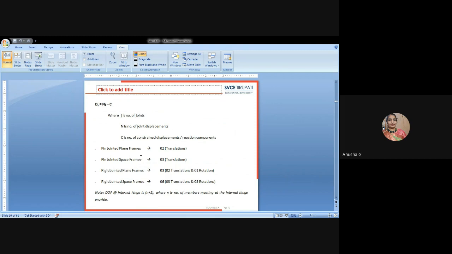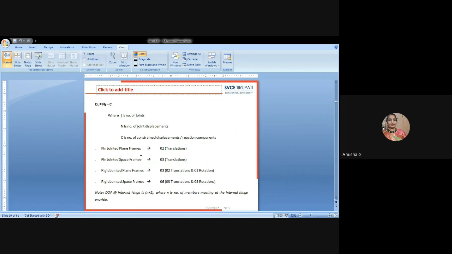For pin jointed plane trusses, there are two translations. For pin jointed space frames, you can observe 3. For rigid jointed plane frames, 3, and in that 3 you can see 2 translations and 1 rotation. That is, one horizontal and one vertical movement, the 2 translations, and 1 rotation, considered here for rigid jointed plane frames. Similarly, for rigid jointed space frames we consider 6: 3 translations and 3 rotations.